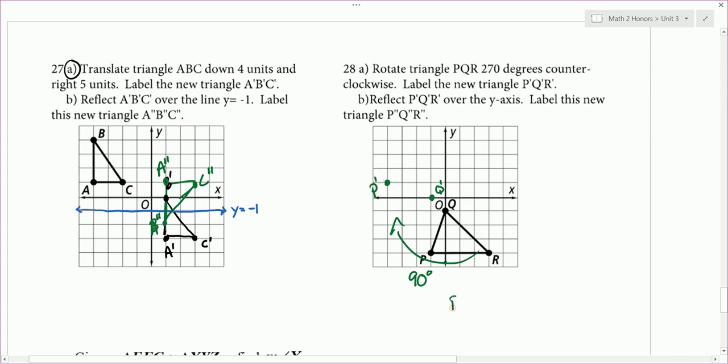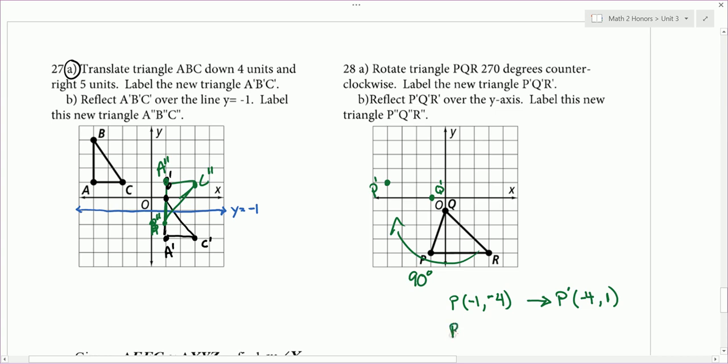Let me show you another way. So point P is at the point negative 1, 4. Negative 4, sorry. And if you compare that to point P prime, we are at negative 4, positive 1. And so what's happened here is for a 90-degree clockwise turn, we've swapped, in a sense, our x and y values, and the negative 1 went from negative to positive, and that resulted in our 90-degree turn.